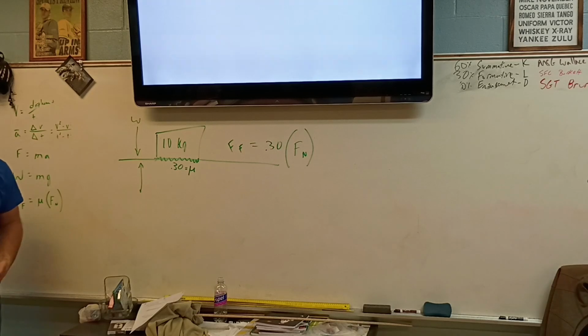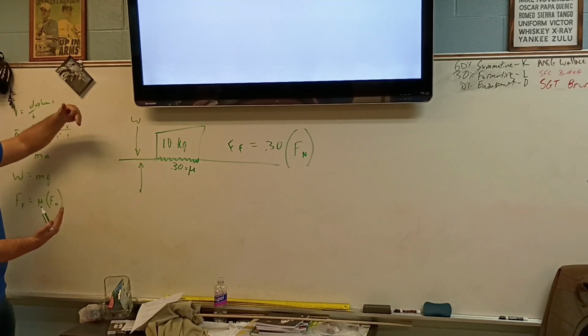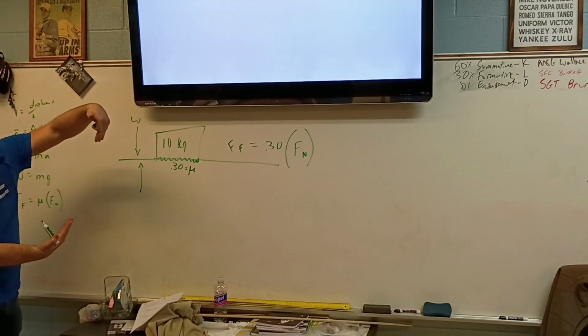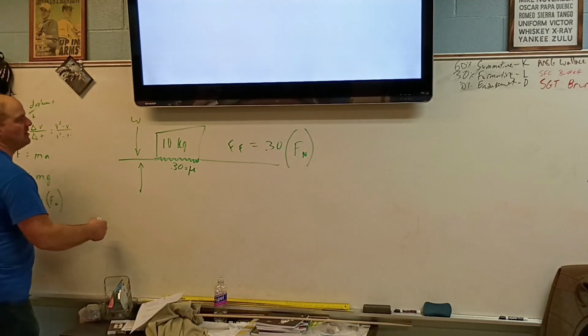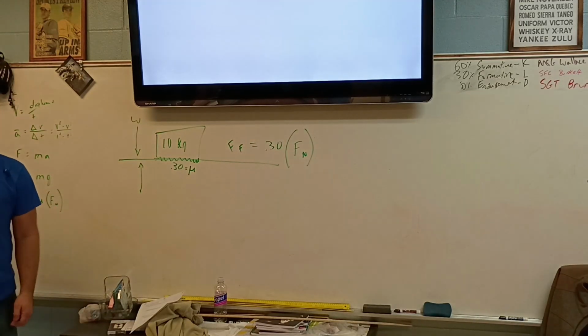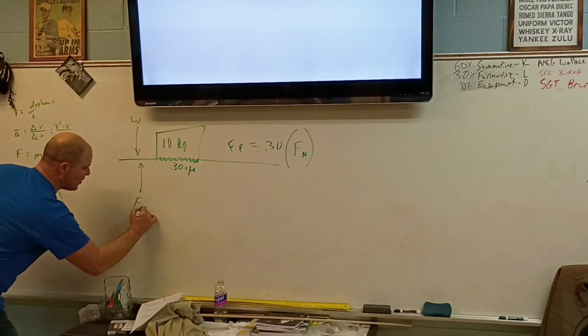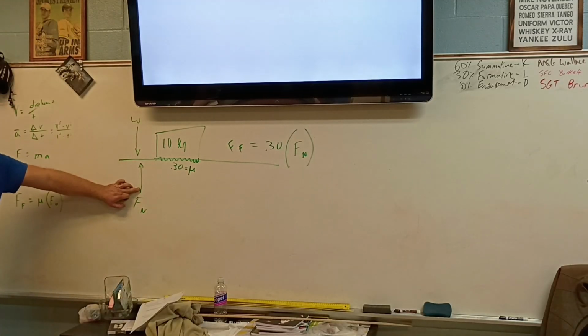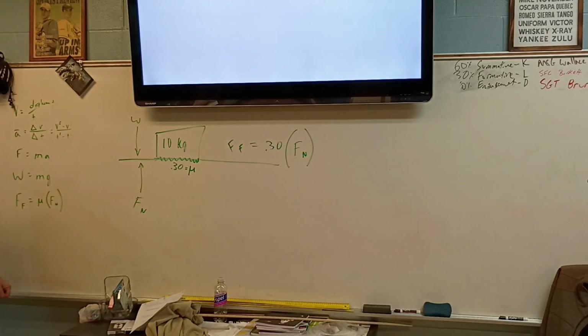So that's why I'm splitting hairs. Because it is the weight of the box, but it's not. It's equal and opposite to the weight of the box. So we need to find the weight of the box. Normal force is the equal and opposite of the weight. It's just in the opposite direction.